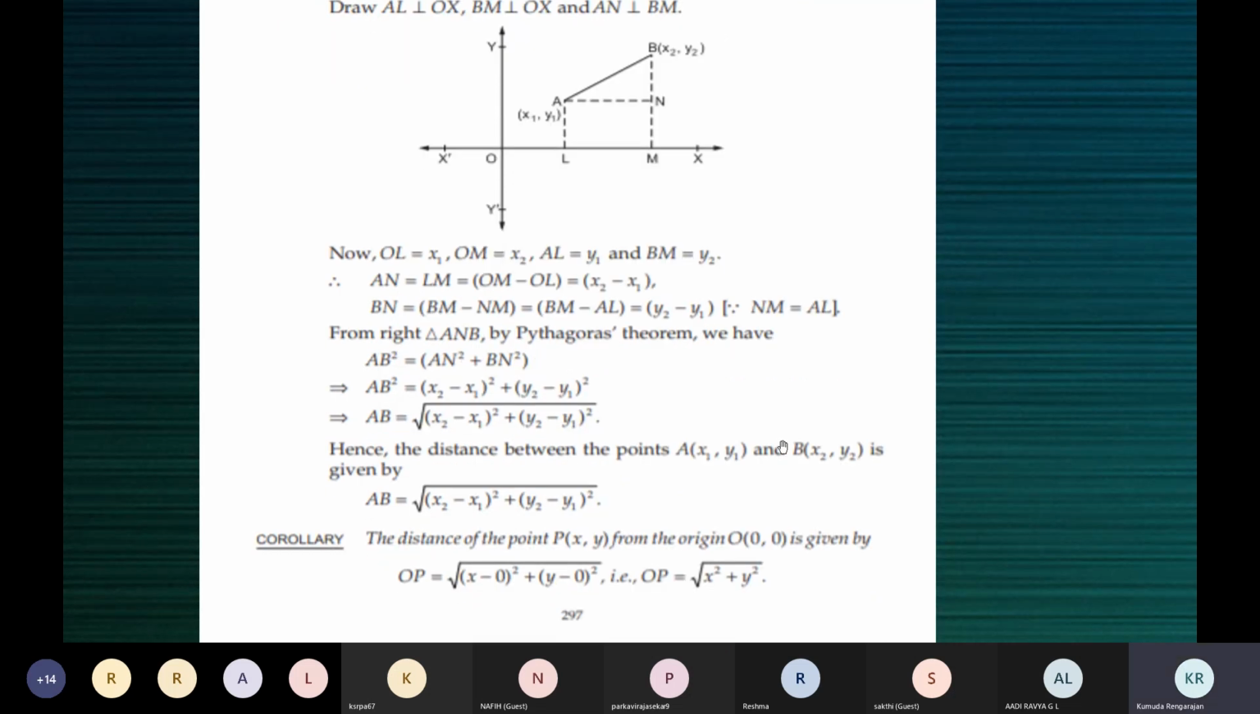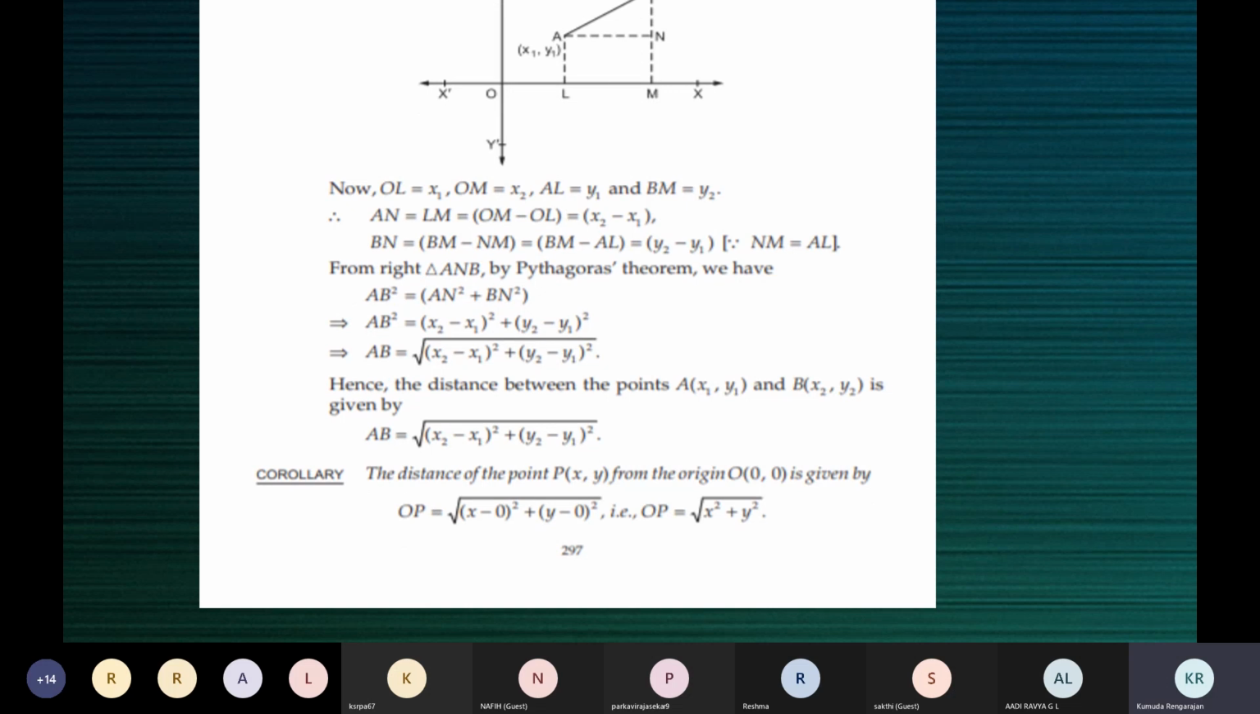Now, if you have to find the distance of a point from the origin, say P is given by X comma Y, and the origin, represented by the letter O, is given by the coordinates 0, 0. So children, what should you do? Subtract the X coordinates.